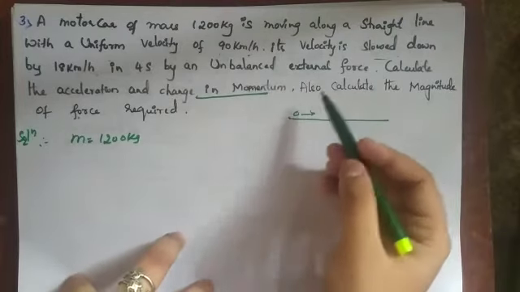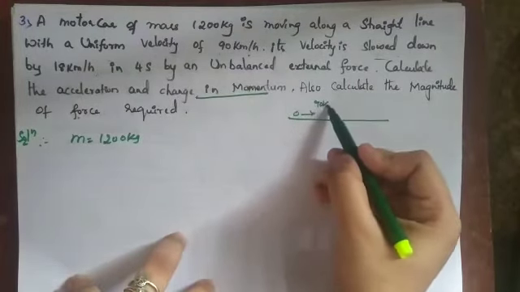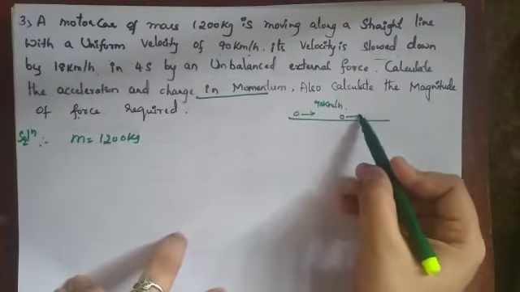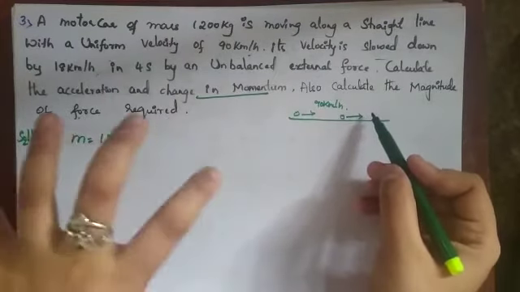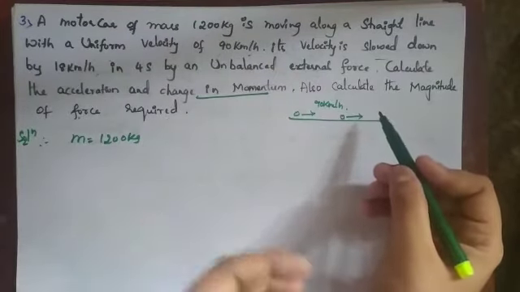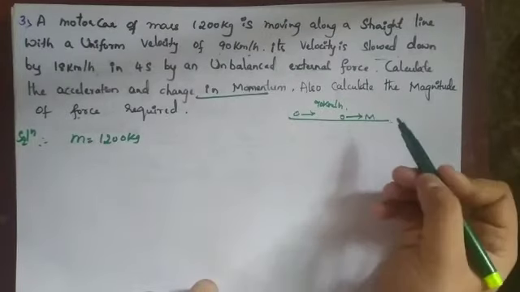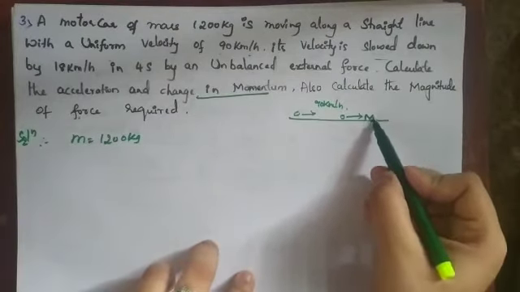Okay, so it was moving with an initial velocity of 90 kilometer per hour. In that velocity it was moving. When it was moving, one unbalanced external force is applied on it. External unbalanced force, anything you can take, maybe a hump. I'll take it that a hump is there. In a straight road, when the motor car was moving, a hump was there.